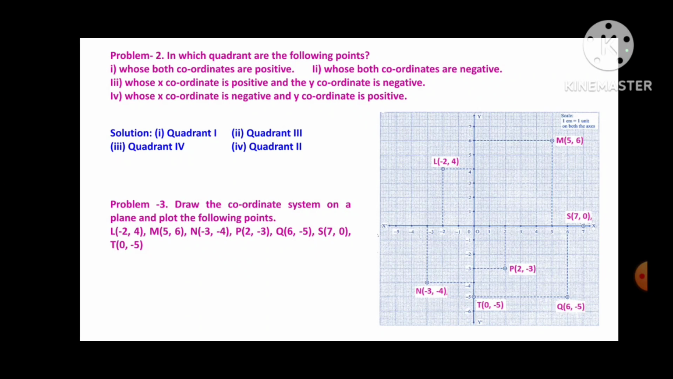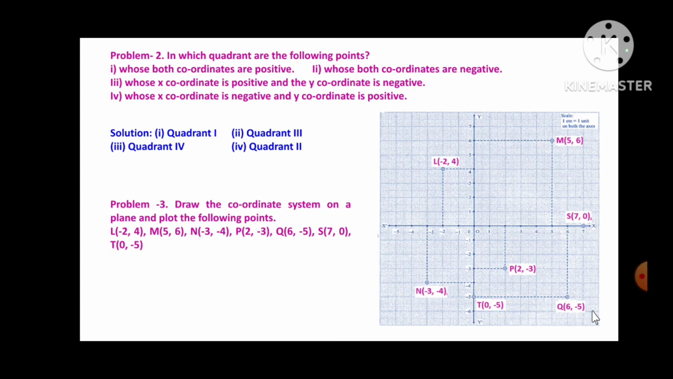It is shown here. Similarly, you can plot the other points just like P(2, -3). The x coordinate is positive, the y coordinate is negative, it is lying in the fourth quadrant. You can see here it is plotted. Then Q(6, -5): the x coordinate is positive and the y coordinate is negative, means it is also lying in the fourth quadrant. You can see here Q(6, -5).